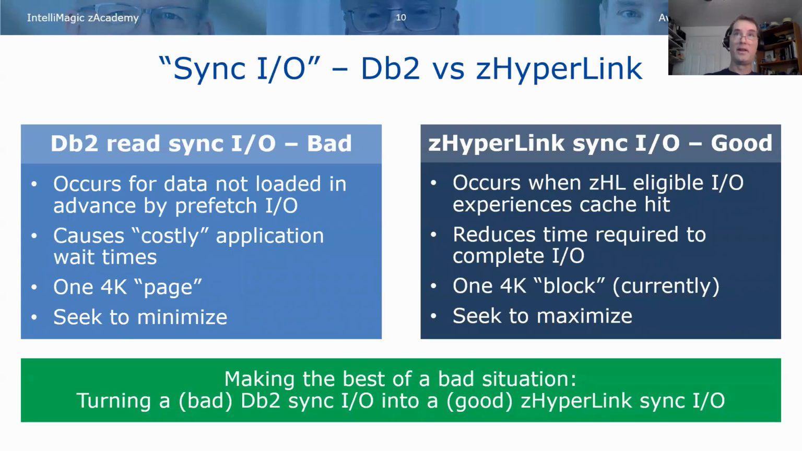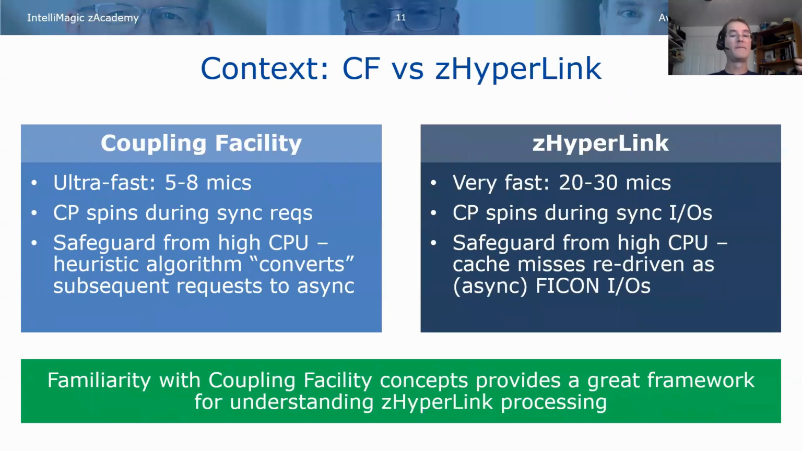Buffer pools are in main memory locally or in your coupling facility, which we're going to talk about next, which would still be faster. But if it's not in one of those places, better to do a 20 microsecond IO than a traditional IO. So speaking of coupling facilities, they also use the concept of sync.